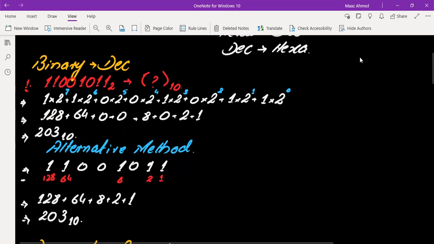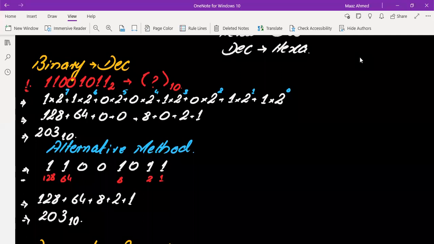Okay. Now we are coming towards the alternative method. Now, what's the alternative method of this? The alternative method is that first of all you write down each and every bit separately, 1 1 0 0 1 0 1 1, and just give the denominators, or you may say just give the power to those who are on.